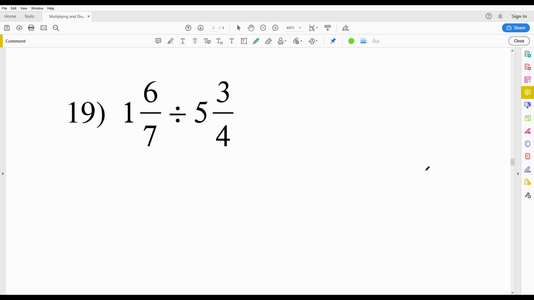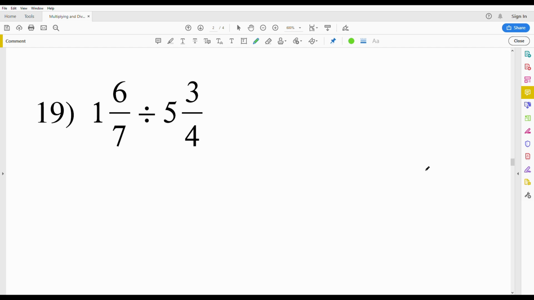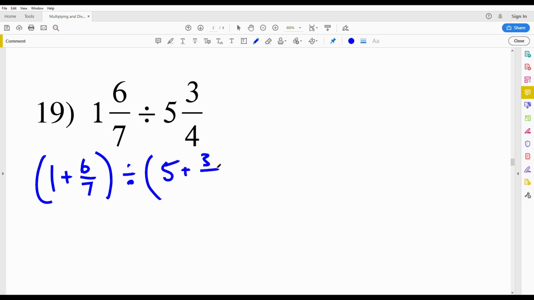Number 19, we have two mixed numbers, so let's get ready to find some common denominators. 1 6/7 will be 1 plus 6/7, and that will be divided by 5 3/4, which is 5 plus 3/4. For 1 6/7, finding that common denominator will be 7, and 1 will simply be 7 over 7. So I'll be adding 7 over 7 to 6 over 7. 7 plus 6, that's going to be 13 over 7.